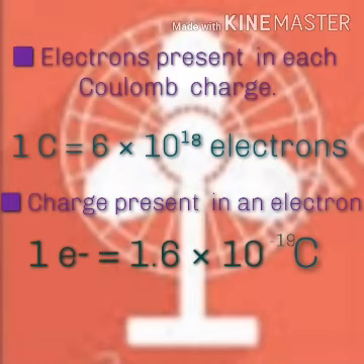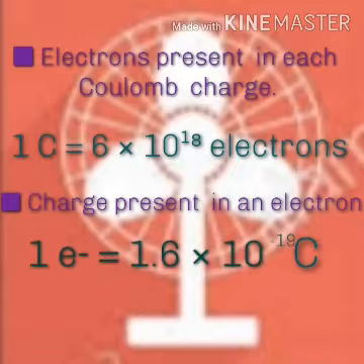Electrons present in each coulomb of charge. That means 1 coulomb charge consists of 6 into 10 to the power 18 number of electrons.